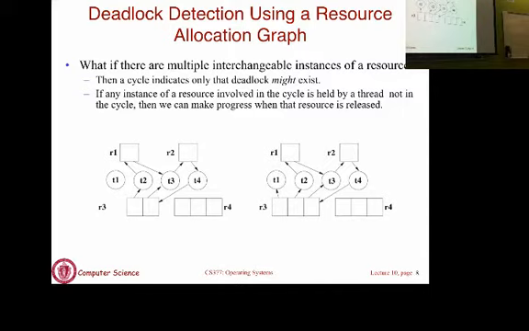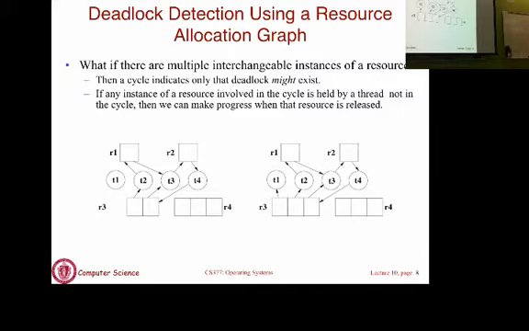When T1 is done, it's going to release that instance, and now you can use that instance to make progress in the system. In particular, you can give that instance to T4, which was requesting an instance of R3, and now your cycle is gone. You just allocated an extra instance. So if you have multiple instances of a resource, and some instances are not part of the cycle, you can easily break the cycle when some of those resources are freed up. You can allocate them to other threads that are part of the cycle and break the cycle.